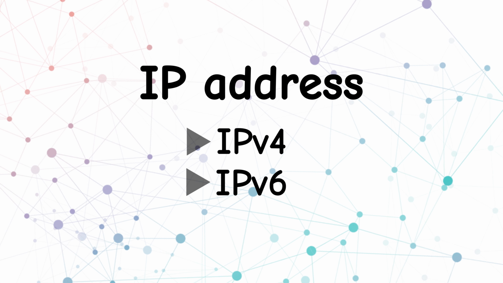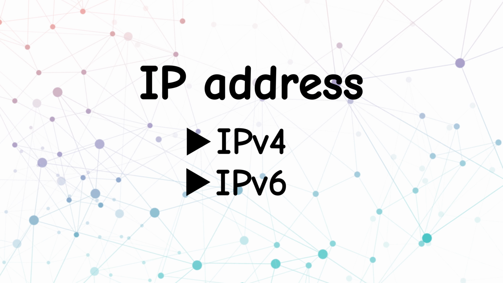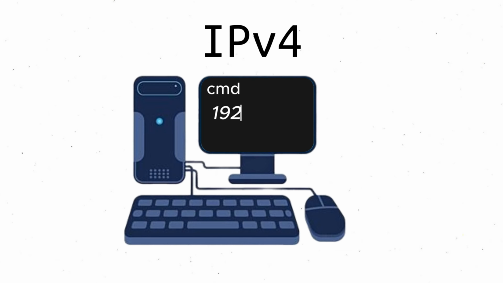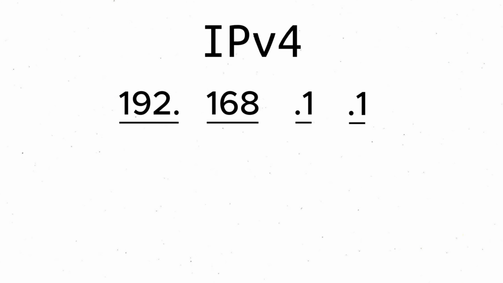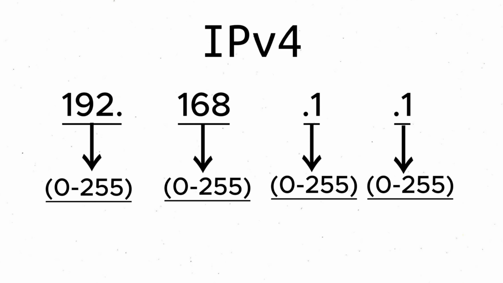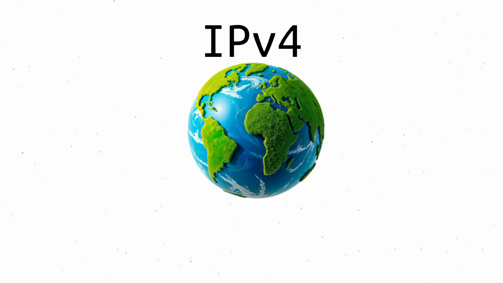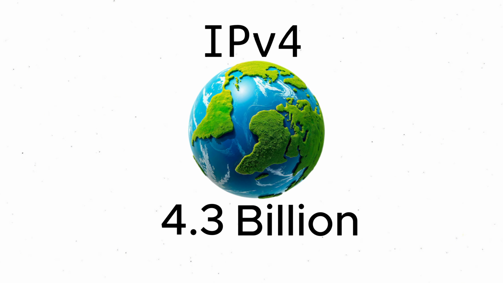Let's start with the two types of IP addresses. IPv4 is the one you see most often. It looks like this: 192.168.1.1, 4 numbers, each between 0 and 255. IPv4 has about 4.3 billion addresses.